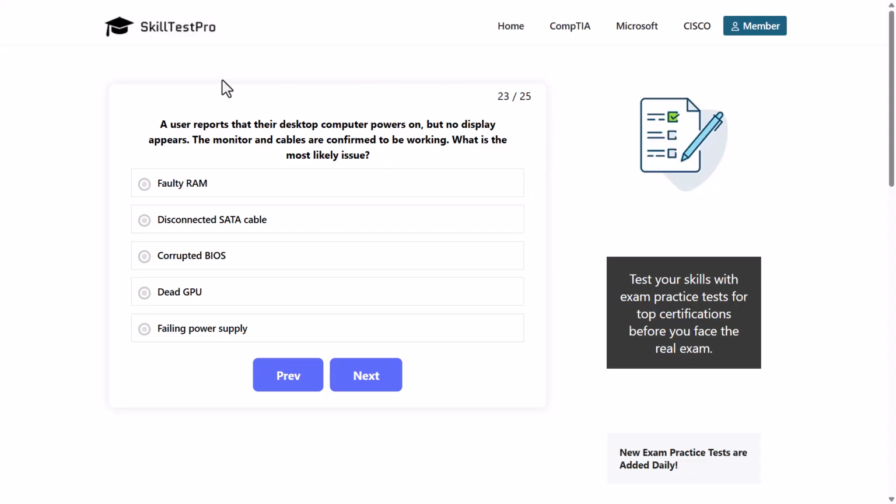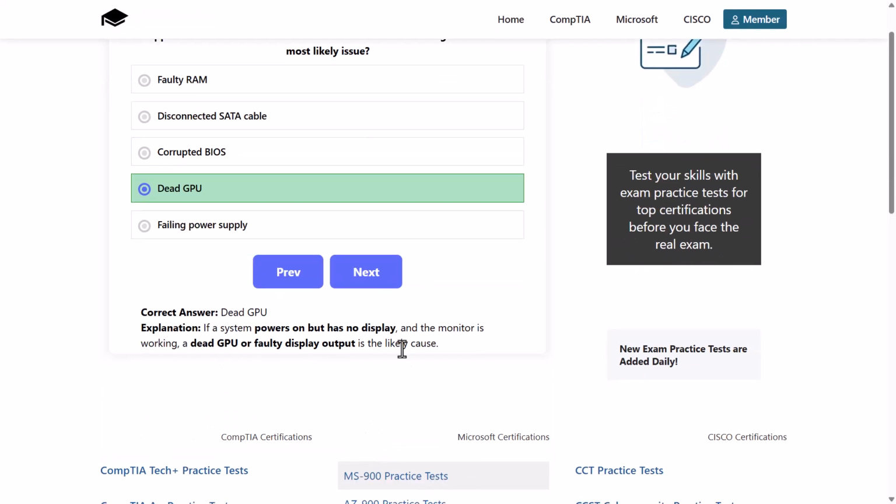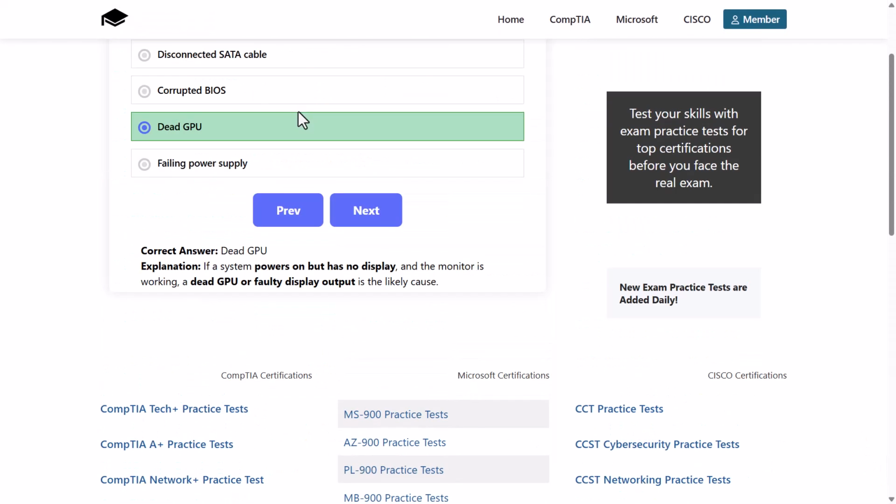And here the correct answer is dead GPU, as if a system powers on but has no display and the monitor is working, a dead GPU or faulty display output is the likely cause in this scenario.